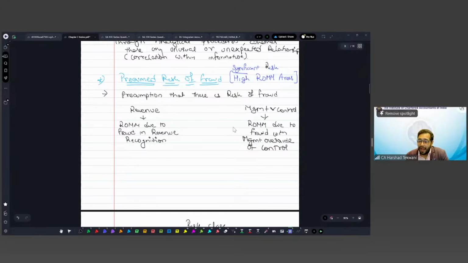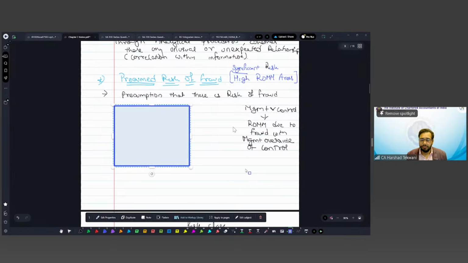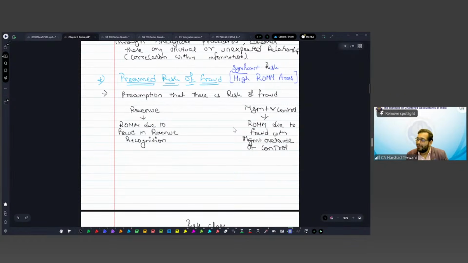That means that is the area where you will do high testing by default. Yes or no? Clear? Yes, sir. And that is something you decide in planning itself. From day one, you are saying these are high risk areas, then my planning is accordingly. So from day one, you are saying these are the high risk areas, and you will do more testing.